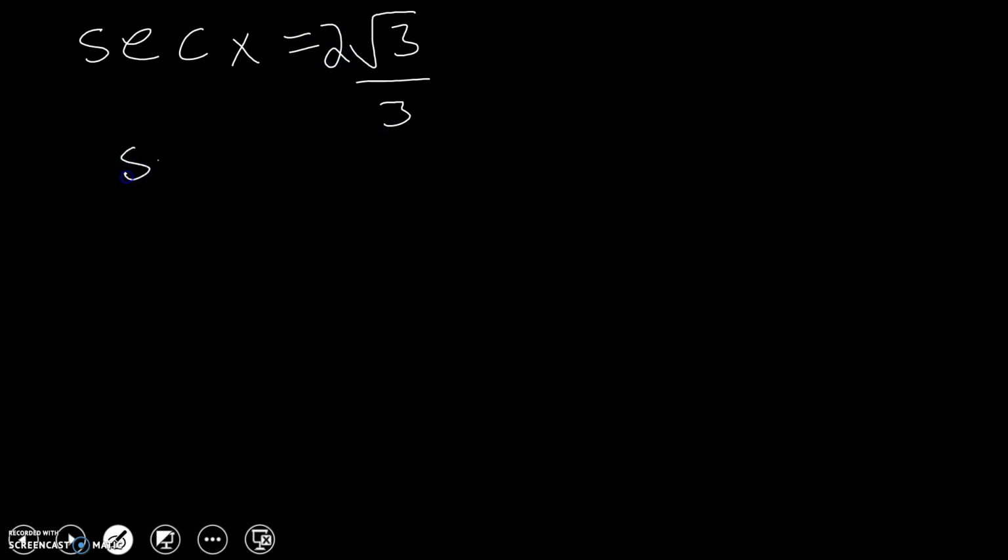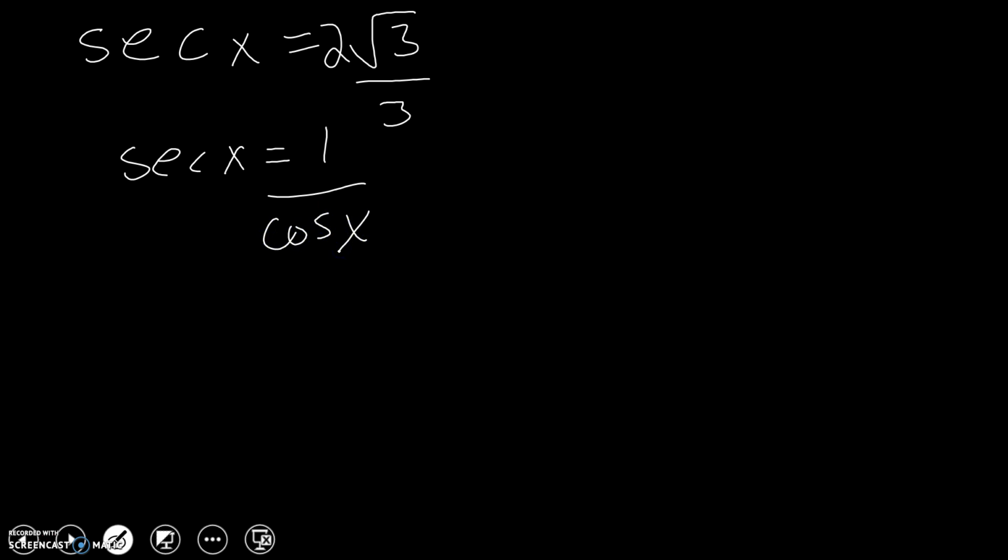Alright, the next problem is going to be secant x equals square root of 3 over 3. This is supposed to be 2 root 3 over 3, my bad. So what do we know about secant? Well, we know that secant of x is equal to 1 over the cosine of x.